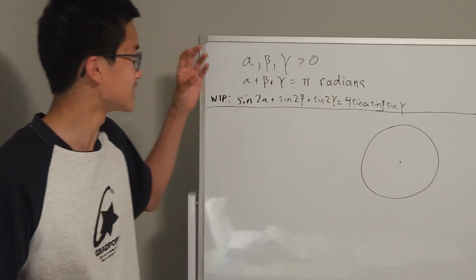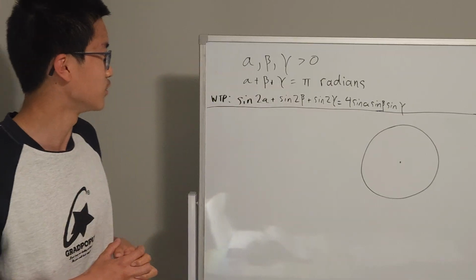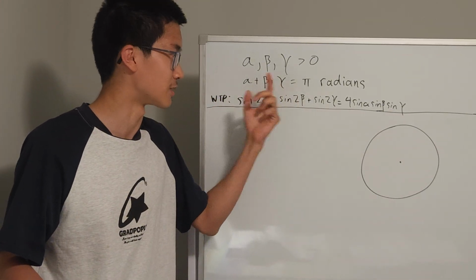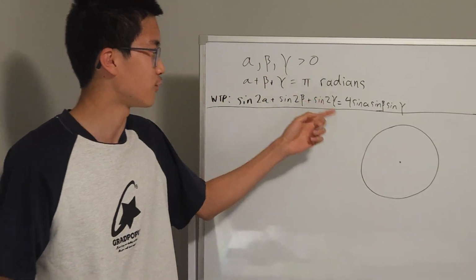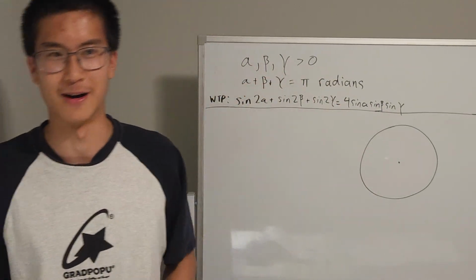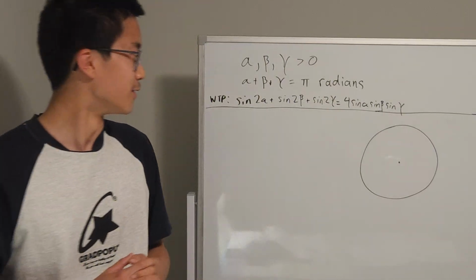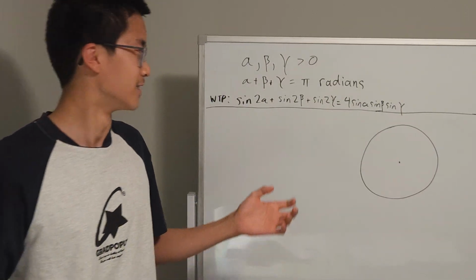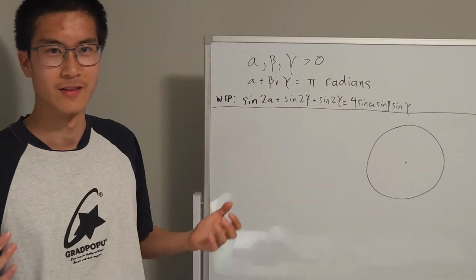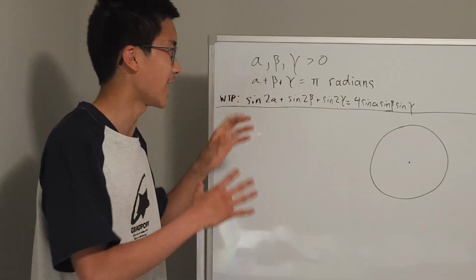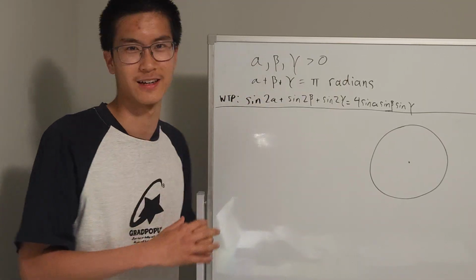Now, given this information, we want to prove the following equation. Sine 2 alpha plus sine 2 beta plus sine 2 gamma equals 4 times sine alpha times sine beta times sine gamma. Okay, so it seems like a typical algebra problem, right? So the first thing that you might want to do is to resolve this compound angle difficulty right here, right?